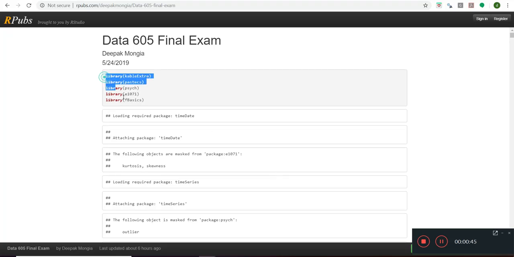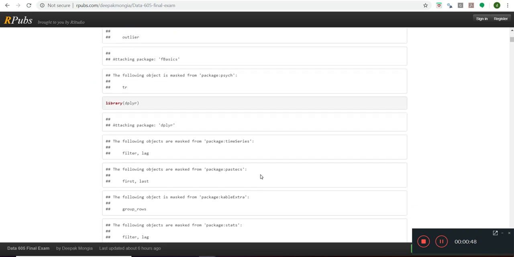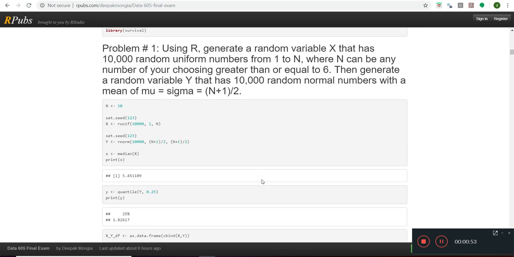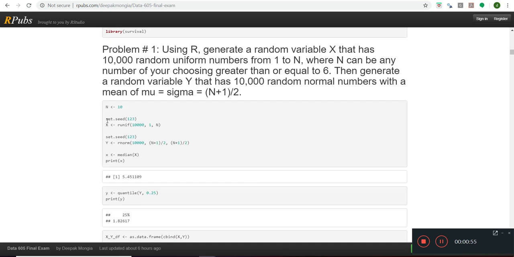So the first step is to attach or import all the packages that will be required in the whole exam, and then we'll start right away. So we have defined 10,000 uniform numbers from 1 to 10. I've taken n equal to 10, and then I've created the variable y with 10,000 numbers in the normal distribution, having mean and sigma both equal to (n+1)/2.